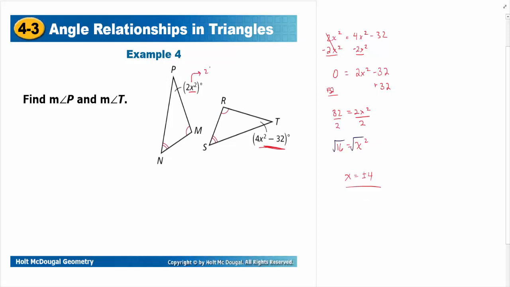So I'm going to go 2 times 4 squared, which is 2 times 16, which is 32 degrees. Do it down here, double check we did the math right. 4 times 4 squared minus 32. So this would be 4 times 16, which is 64, minus 32, which, guess what? 32 degrees. We did it right. Yay. So that's all we're doing. Know the theorems, plug in the equations.